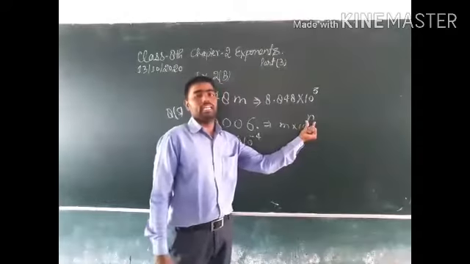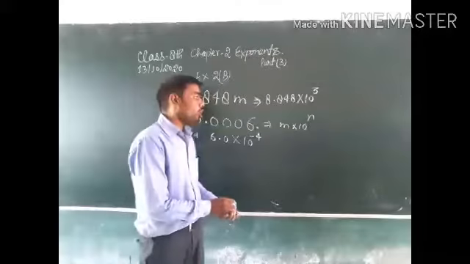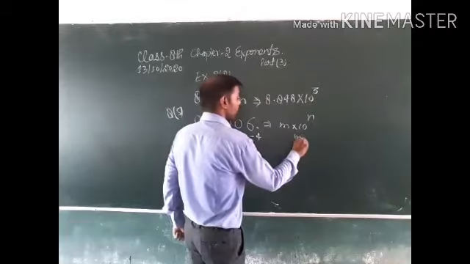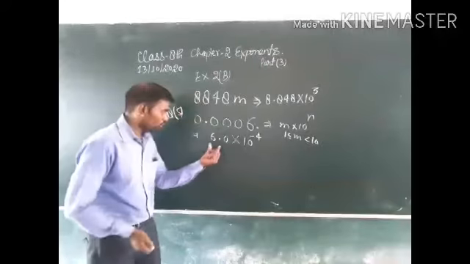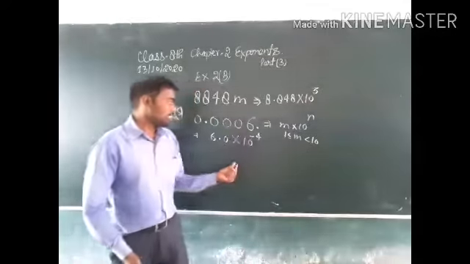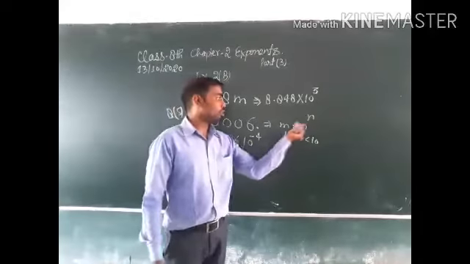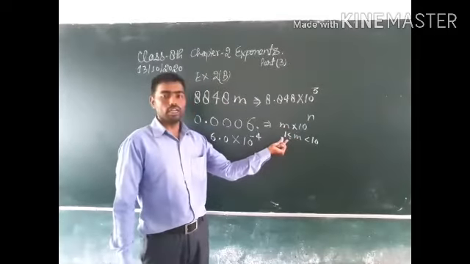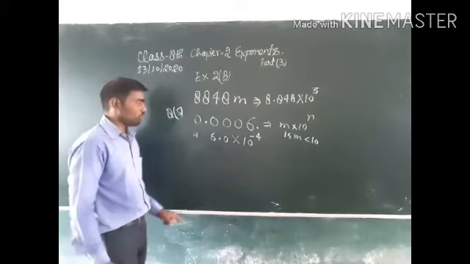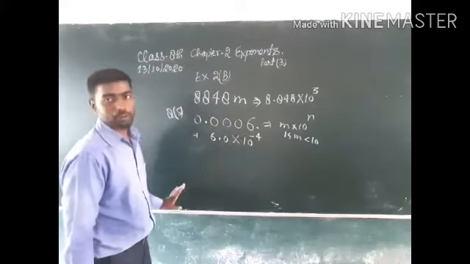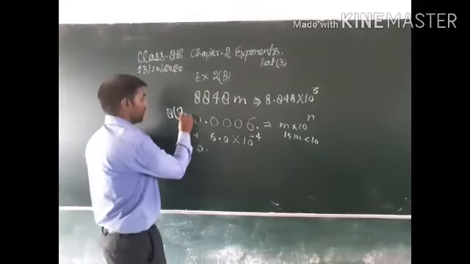And the value of n is either positive or negative, and the value of m is always greater than or equal to 1 and less than 10. So the value of m is less than 10, and the value of n has a minus sign, it means negative. The value of n is sometimes positive and sometimes negative. So 6.0 into 10 to the power minus 4. Now take another question. This is question number 5, part number 1.